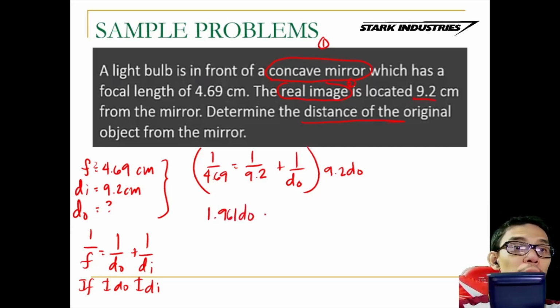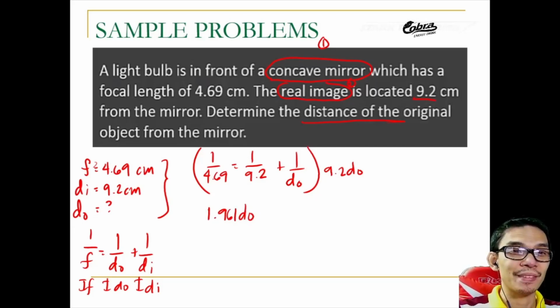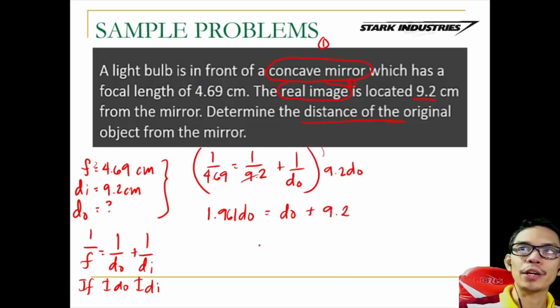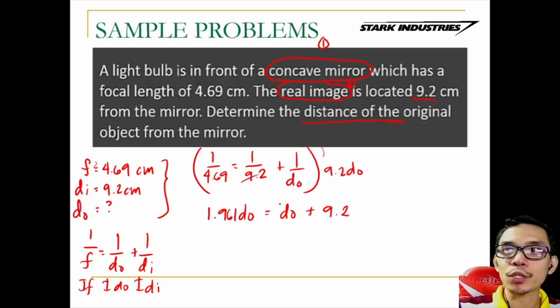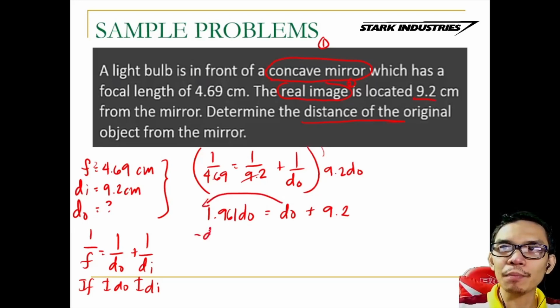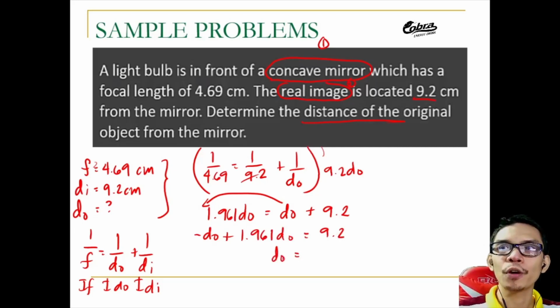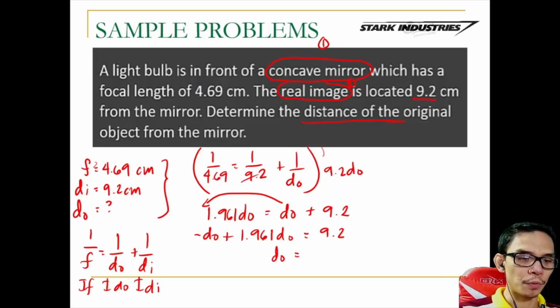Again, you can pause this video if you want, for you to try to answer first. Next one is d sub o because it will cancel the 9.2. And lastly, we have plus 9.2. So with a bit of algebra right here, we can transpose this one over here to get negative d sub o plus 1.961 d sub o is equal to 9.2. So in this case, we get d sub o times negative 1 plus 1.961.